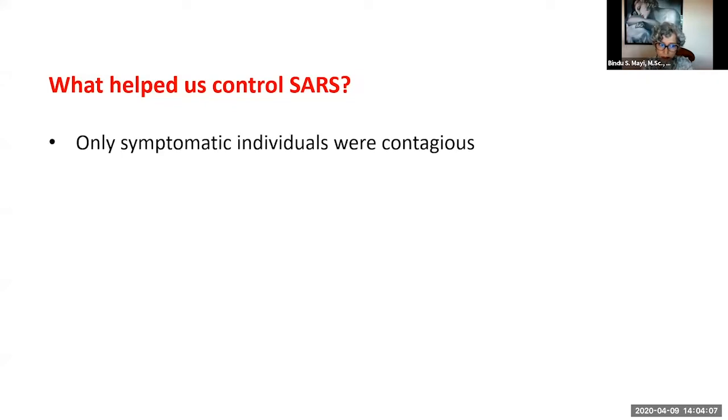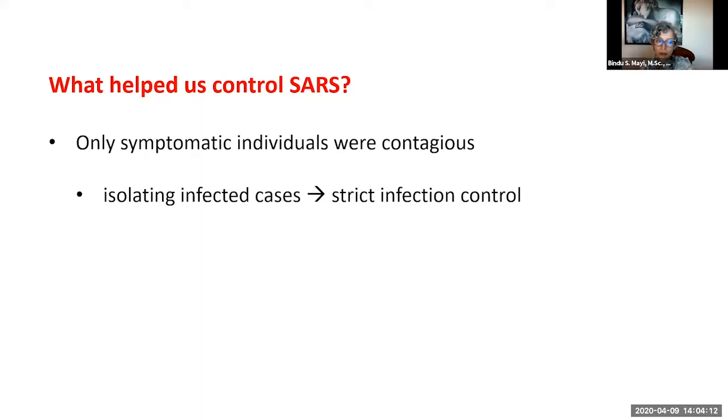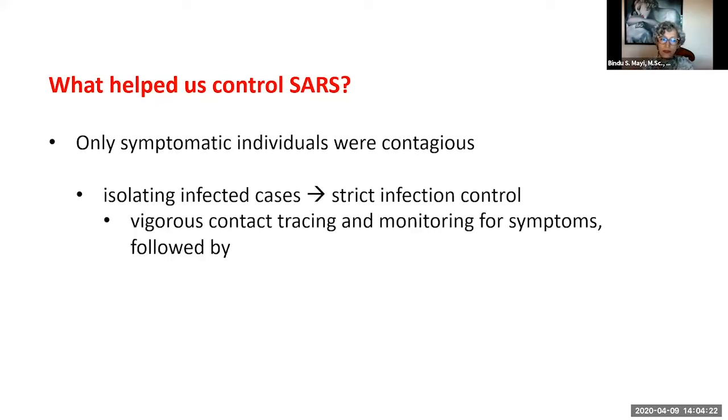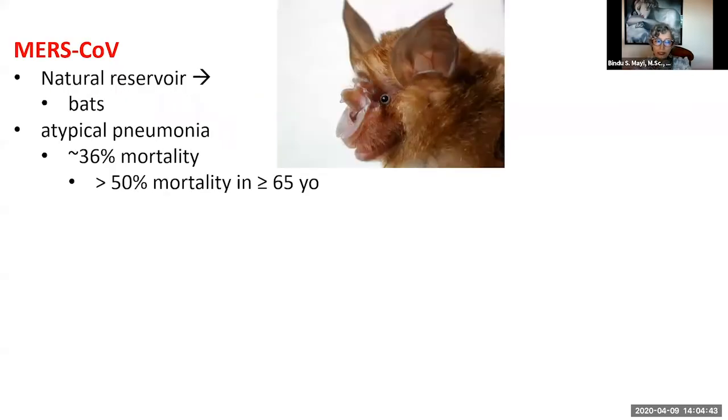What helped us tremendously was the fact that only symptomatic individuals were contagious. So what we were able to do at the time was we knew who were infected because they were showing up with symptoms. We could isolate them, put into place very strict infection control practices. And then we did vigorous contact tracing. And when we did the contact tracing, we monitored the contacts for symptoms as well, followed by isolating if necessary. So this is public health 101. And I cannot reiterate enough the importance of these measures, which is what really helped us keep the SARS numbers down to what we did.